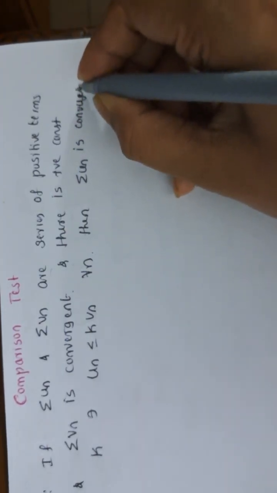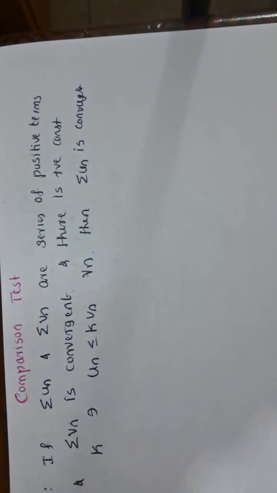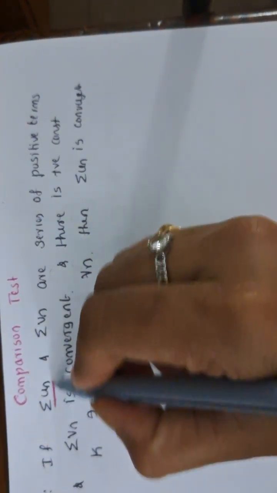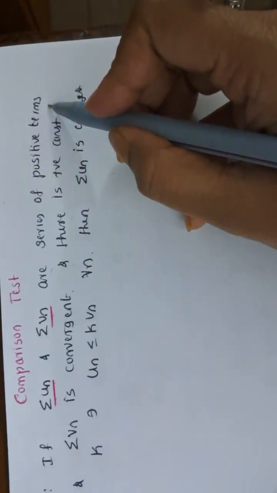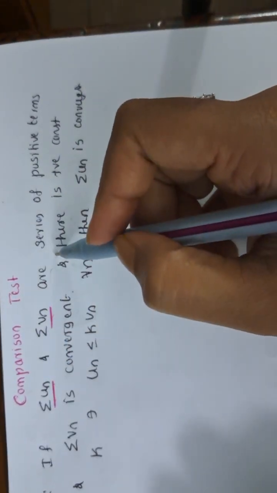Summation un is convergent. So what does this statement say? It says that there are two series, summation un and summation vn. Both the series are of positive terms. That means each and every term is positive here.